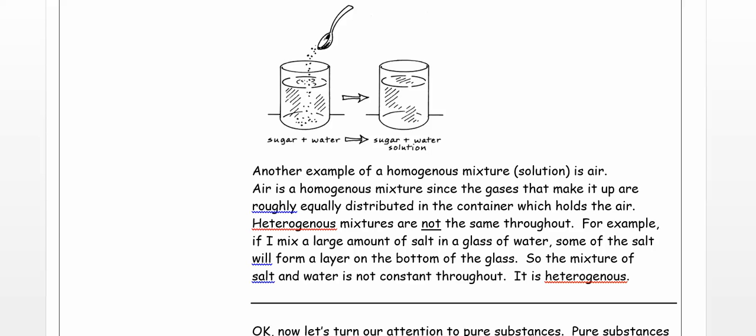For example, if I mix a large amount of salt in a glass of water, some of the salt will form a layer on the bottom of the glass. So the mixture of the salt and water is not constant throughout. That would be a heterogeneous mixture. So the difference between a homogeneous and a heterogeneous mixture, if I'm talking about a salt-water solution, is this: for a homogeneous mixture, I'm going to stir it very well. There's no layer on the bottom. The salt's completely dissolved. For a heterogeneous mixture, there's a layer of salt on the bottom. That is not a homogeneous mixture. That will be a heterogeneous mixture.